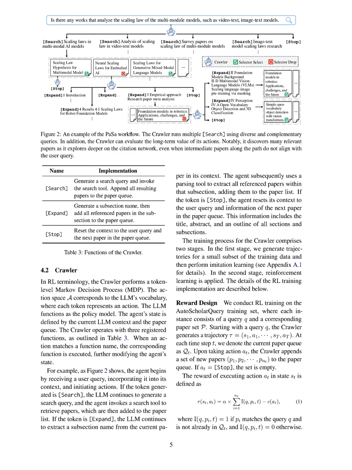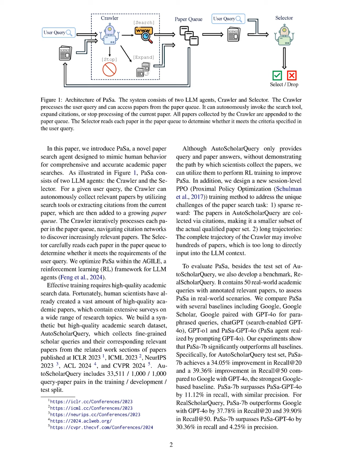The crawler performs actions such as search to retrieve papers, expand to explore citations within a paper, and stop to conclude its search. It iteratively processes papers in a queue, adding newly found papers to this list, thereby maximizing recall of relevant literature. The training of the crawler involves two stages: imitation learning followed by reinforcement learning, RL, where it learns to navigate citation networks and optimize its search strategy.